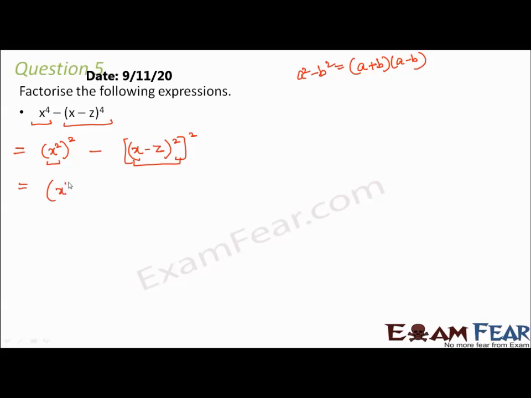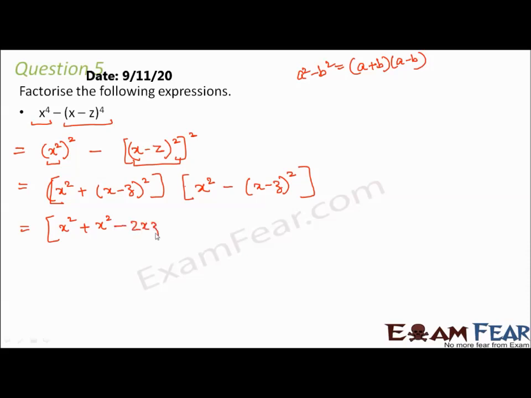So this becomes a plus b, that is x square plus x minus z whole square, into a minus b, that is x square minus x minus z whole square. Now let's do one thing. Let's break down this x minus z whole square. So x minus z whole square would be equal to a square minus 2ab plus b square, where a is equal to x and b is z. Similarly, in this case also we will do the same. So this becomes x square minus 2xz plus z square.